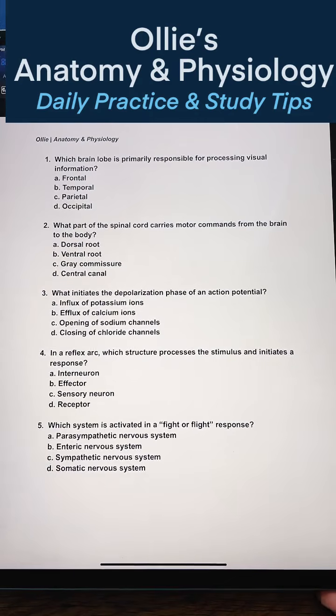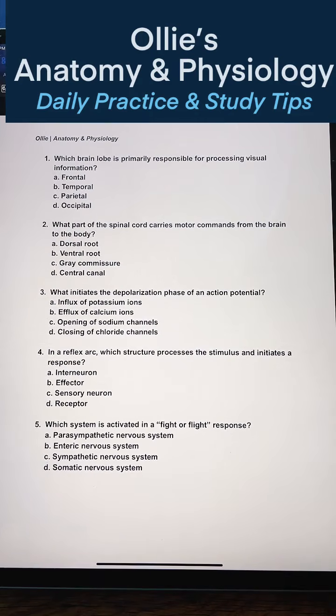Alrighty. So, number 1, which brain lobe is primarily responsible for processing visual information? A, B, C, or D?